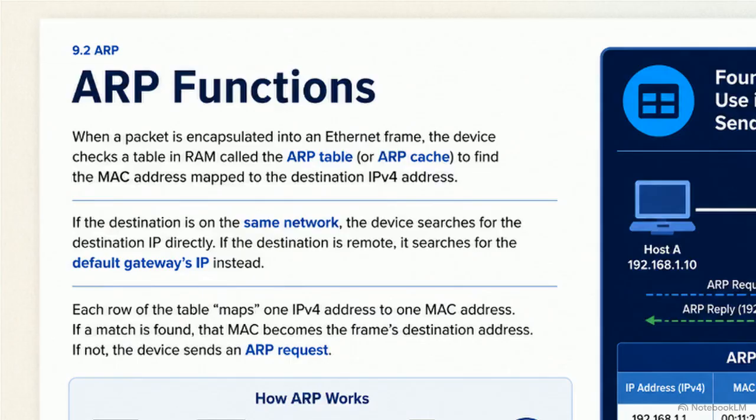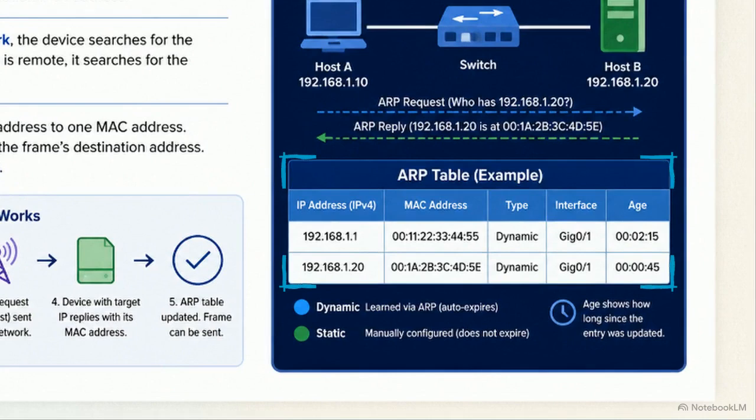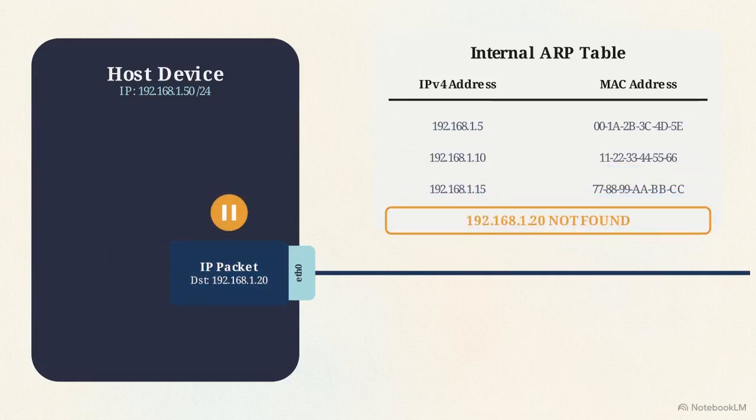Before sending any traffic, a host first checks its own RAM for an existing mapping. This temporary ledger is the ARP table. It stores the known relationships between IPv4 addresses and their corresponding MAC addresses. If the destination IP is not already in this table, the host pauses transmission to generate an ARP request.